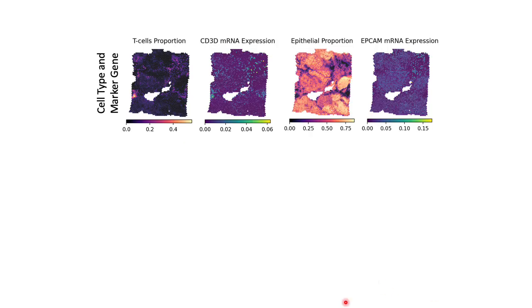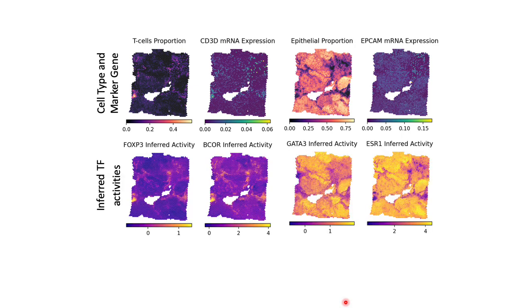For the breast cancer data we're using, we use a previously developed tool to do cell type deconvolution, which estimates the proportion of each cell type in a spot. Here I'm showing the proportion of T cells and epithelial cells, along with a marker gene for each. The next figure shows the inferred transcription factor activity from our model for a handful of TFs.